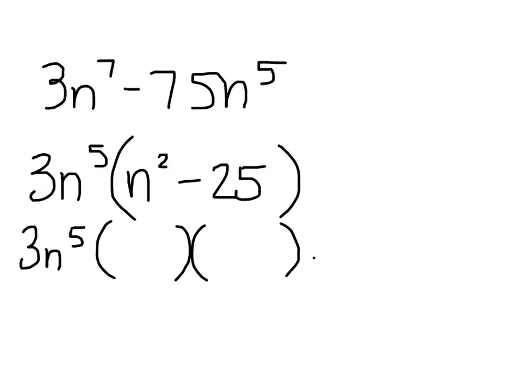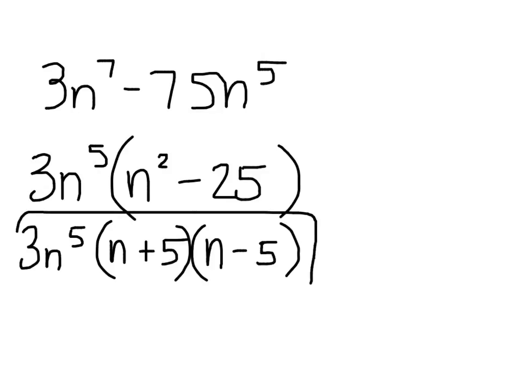What times what gives me n squared? n and n. What times what gives me negative 25, but adds up to be 0? 5 and negative 5. This cannot be written any way differently because it's not the same group twice. What do you think? Not too bad? Okay.